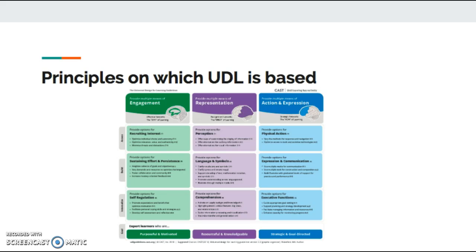The purpose of the action and expression principle is to provide learners with different opportunities to express their knowledge and understanding. This principle belongs to the strategic network, the how of learning. It is imperative that we provide a variety of ways for students to show what they have learned and apply it. We can do this through offering choices for students.